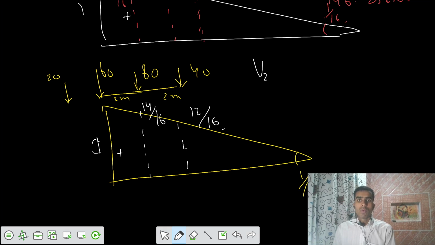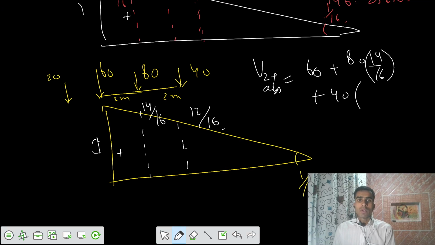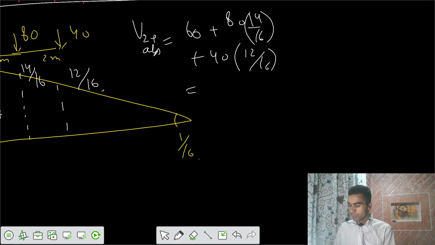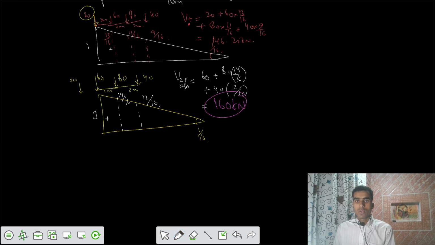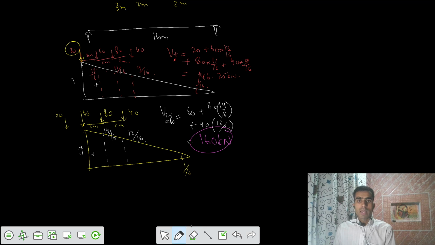I would say V2 positive absolute would be equal to 60 into 1 plus 80 into 14 by 16 plus 40 into 12 by 16. And you would get a value of V2 positive that is greater than V1 absolute. So I would say 160 kilonewton. Based on these two values, I would say your V absolute would be equal to 160 kilonewton.